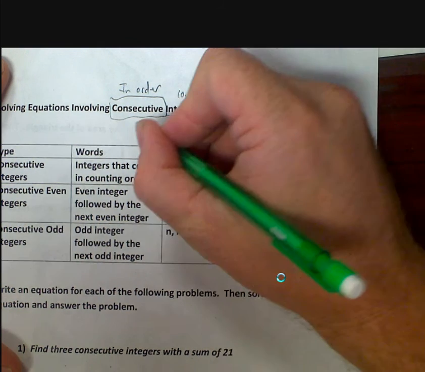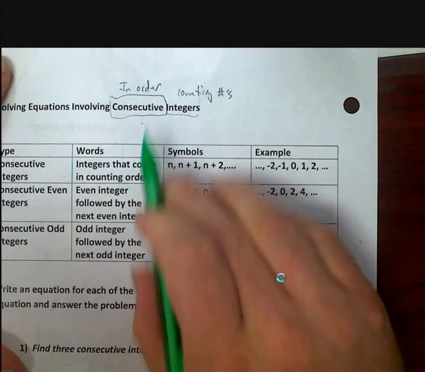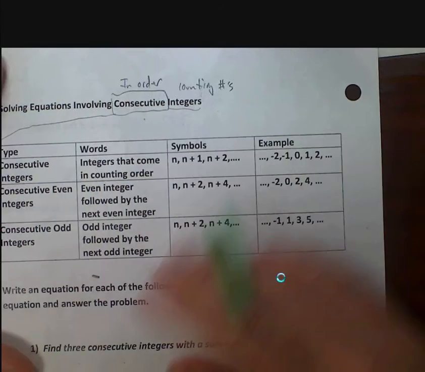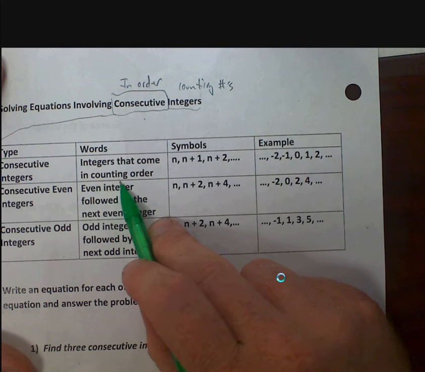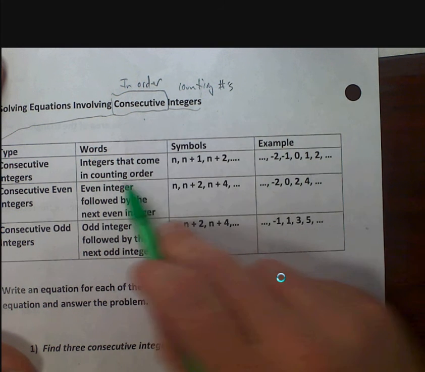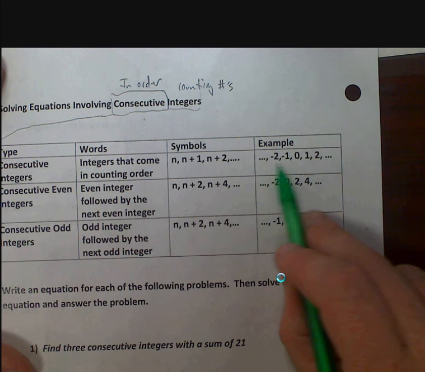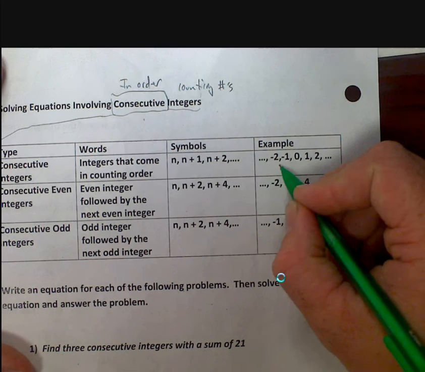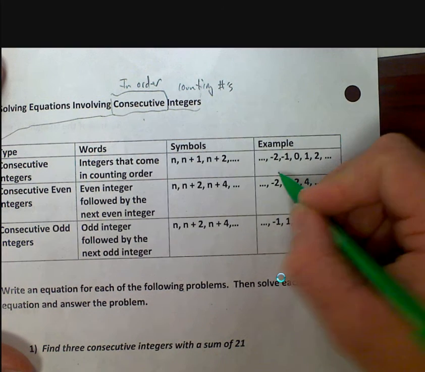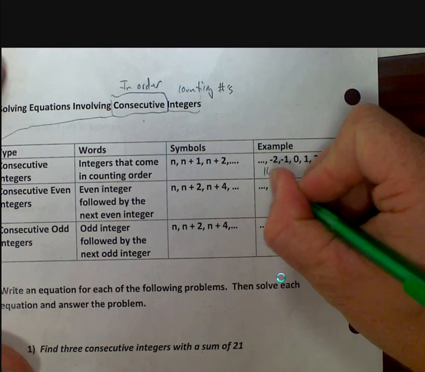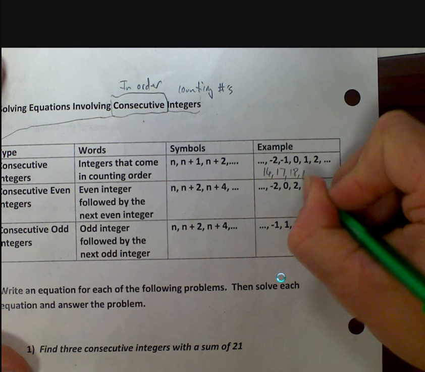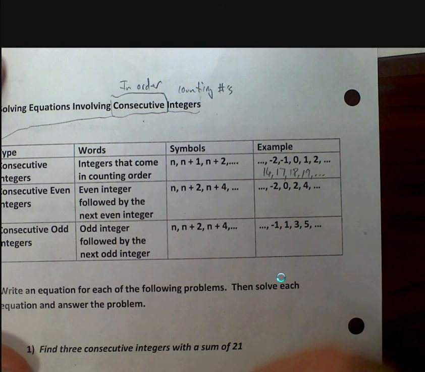So what I mean by that is, if I start, and let me go ahead and connect this with the first type, just consecutive integers. It's integers that come in counting order. So our example is -2, -1, 0, 1, 2. It comes right after the other. Another example, let's say that I don't know what the first one is. Let's say that I start with 16. Well, after 16 has to become 17, 18, 19, so on and so forth.